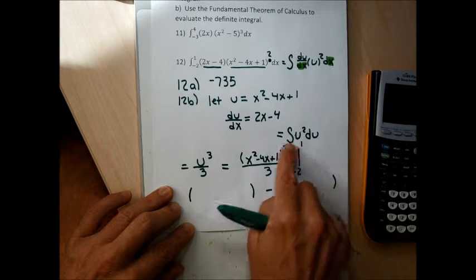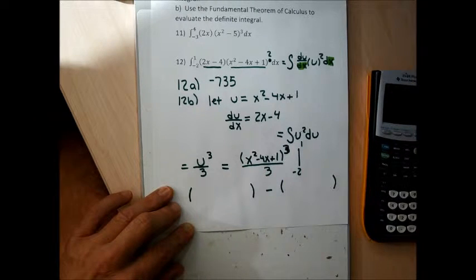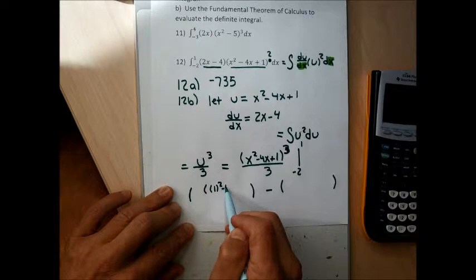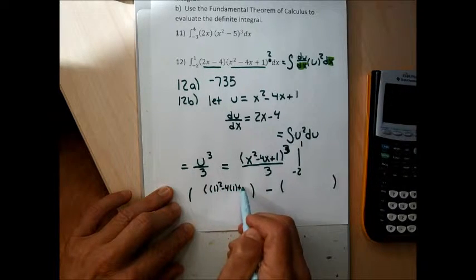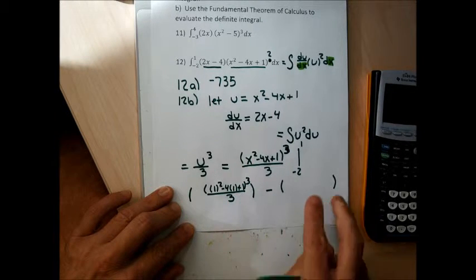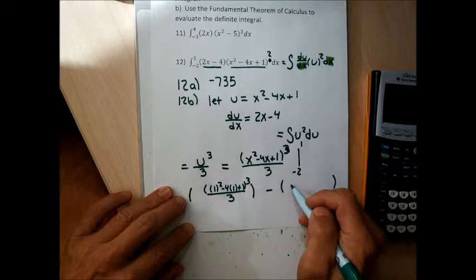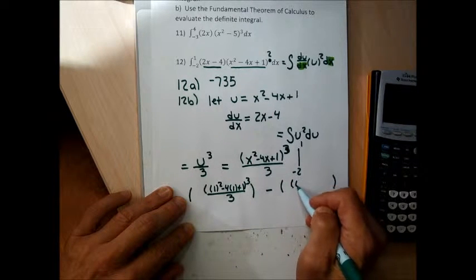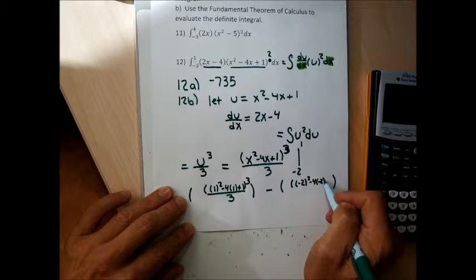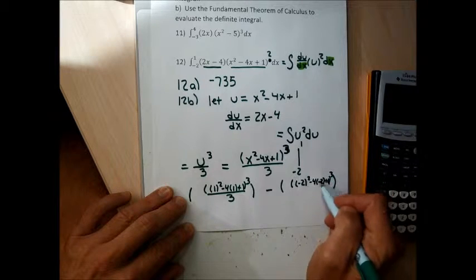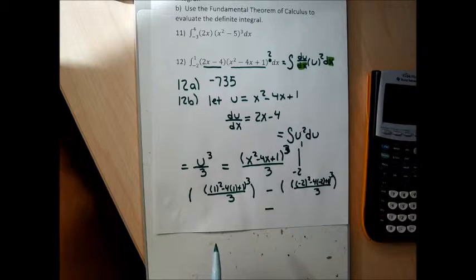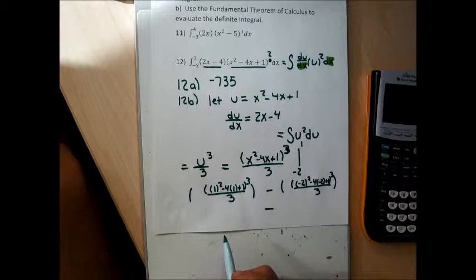In the first parentheses, I'm going to get something when you plug 1 into this, and that's going to give me 1 squared minus 4 times 1 plus 1 cubed all over 3. And in the second parentheses, I'm going to calculate what you get when you plug negative 2 in. So I'm going to go negative 2 squared minus 4 times negative 2 plus 1 quantity cubed over 3. And now I'm going to break out my calculator and do each parenthesis separate.